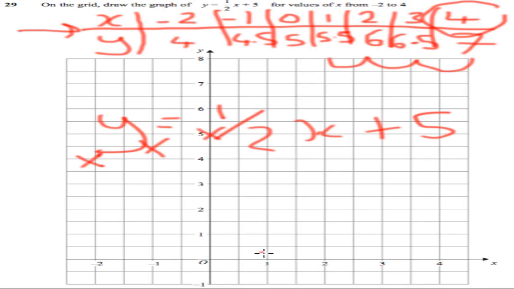When x is 1, y is 5.5. 2 and 6, so that's 2 and 6, 3 and 6.5, 4 and 7. 1, 2, 3, 4, 5, 6, 7. Now, I know I've written the equation across there, but hopefully you can see that that makes a line. So what you need to do is get your ruler out and just draw that line. So forget about the equation that I've written here. What you need to do is plot each of those and then draw a line in between them.